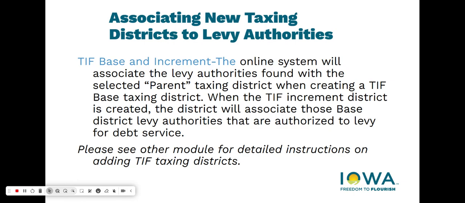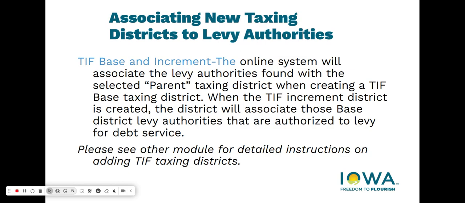So the system is going to ask you, okay, creating a TIF district, what is the parent of this district? Or essentially, in what tax district is this TIF occurring? And you'll select it from a drop down listing of the tax districts in your county. So it will do the work then of saying, okay, well, the levy authorities for that tax district are this school, this city, this county, etc.